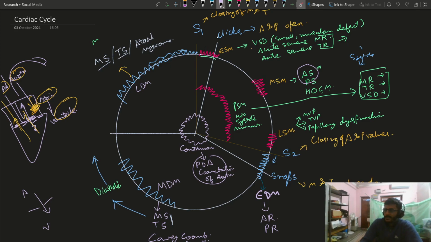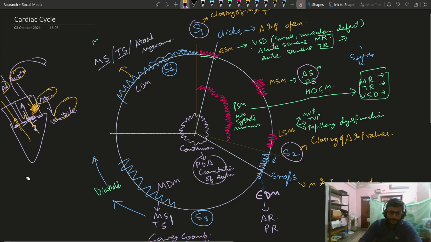And while we are already discussing this, let's try positioning S3 and S4. S1 and S2 are already done. Just for completion's sake, we already know where they'll go. S3 will be somewhere in the mid diastole, and S4 will be in the late diastole. And I guess that's it.